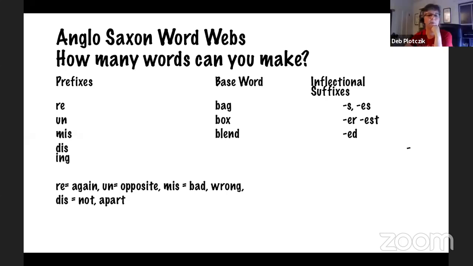I said boxers. I was going with what Laura said. She said unboxers, and I said I want reboxers.